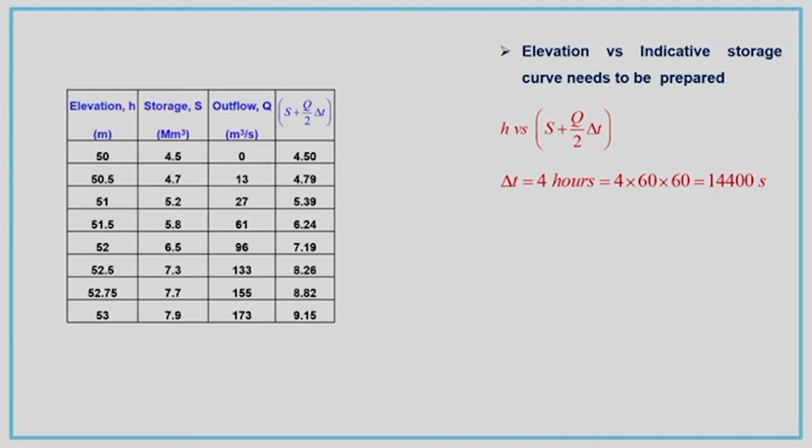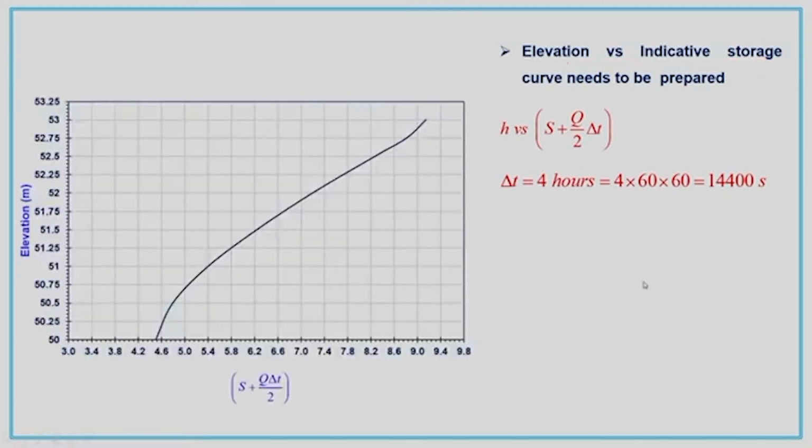Now, what are we going to do? We are going to plot the curve of elevation versus indicative storage. The H versus S plus Q by 2 delta T curve will be plotted. This is the curve representing elevation versus S plus Q by 2 delta T, that is our indicative storage. Elevation is plotted along the y axis and indicative storage, S plus Q delta T by 2, along the x axis. So the curve is plotted here like this.